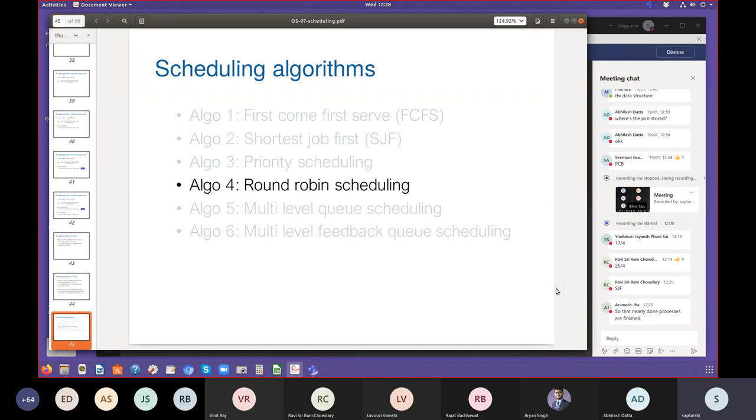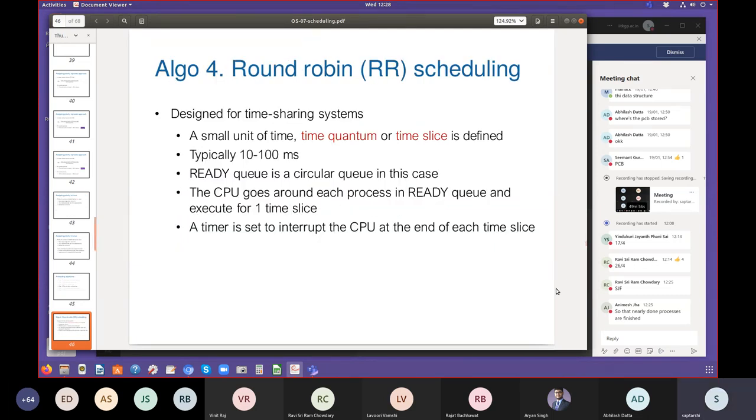Next, we move on to another type of scheduling, which is quite popular, called round robin scheduling. This is designed for time sharing systems. And actually, this is what we have been discussing most of the time before actually starting this chapter. A small unit of time, called a time quantum or time slice, is defined, typically 10 to 100 milliseconds. And the ready queue is a circular queue in this case. So the CPU goes around each process in the ready queue and executes for one time slice.